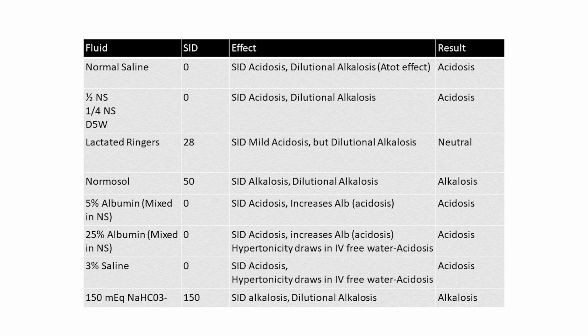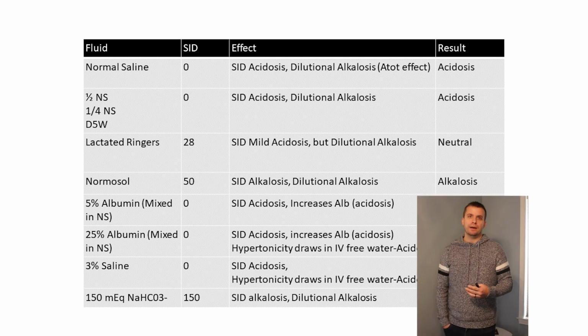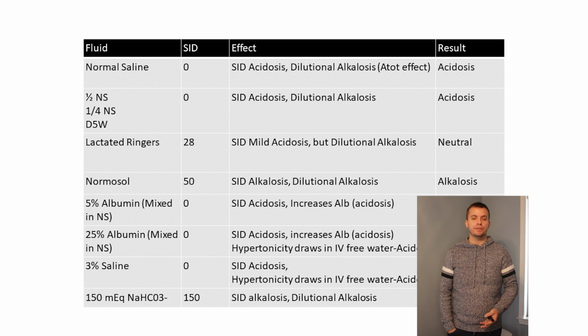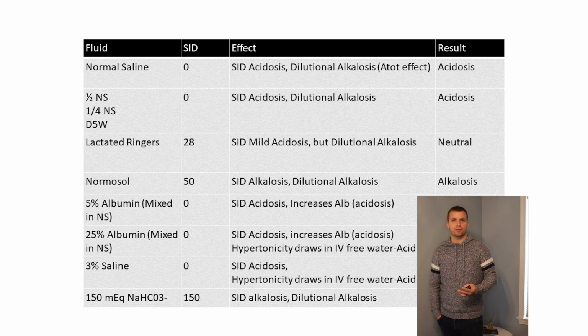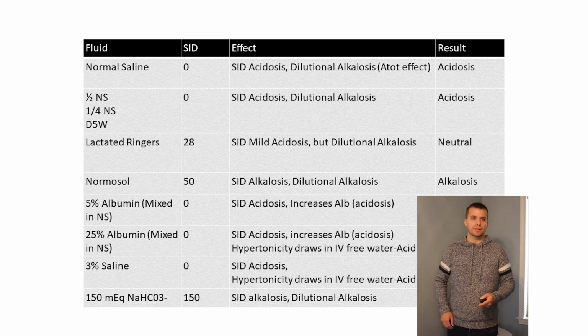Normasol is 50, and you get some additional dilutional alkalosis. Anything that's albumin will trend towards acidosis, so 5%, 25%. Hypertonic saline is obviously very acidotic. And then if you were to do a bicarb drip, isotonic bicarb drip, it's typically 3 amps of bicarb and 850 of either free water or D5W to give you a liter, and that would have 150 of sodium, 0 of chloride. It'll give you a SID of 150. It's extremely alkalotic.